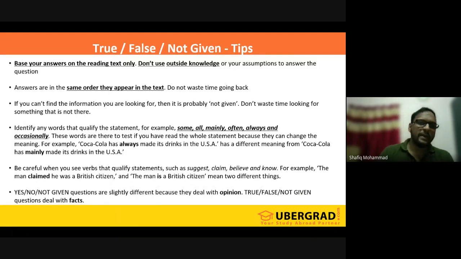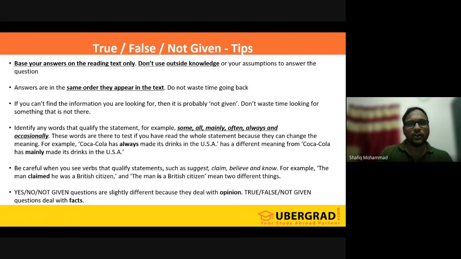So you're saying be careful when you see verbs that qualify statements, such as suggest, claim, believe, and know. For example, the man claimed he was a British citizen, and the man is a British citizen mean two different things, isn't it? He's claiming something, but he may not actually be a British citizen. So there's a lot of difference. I'll not confuse you much. We'll definitely go into the exercise and you'll understand.